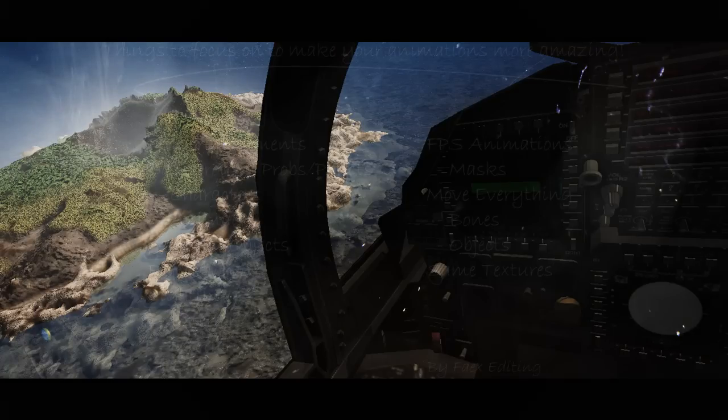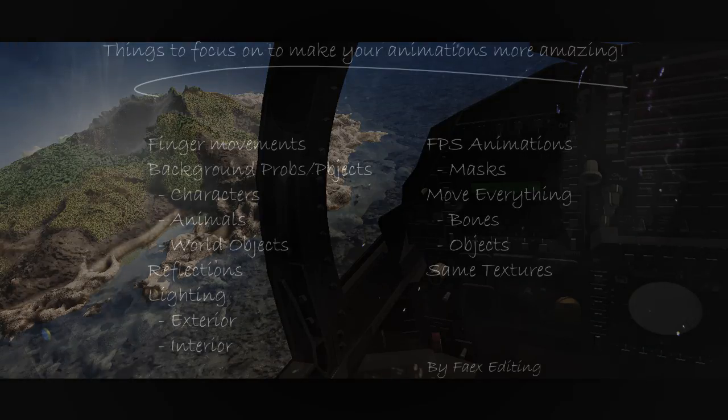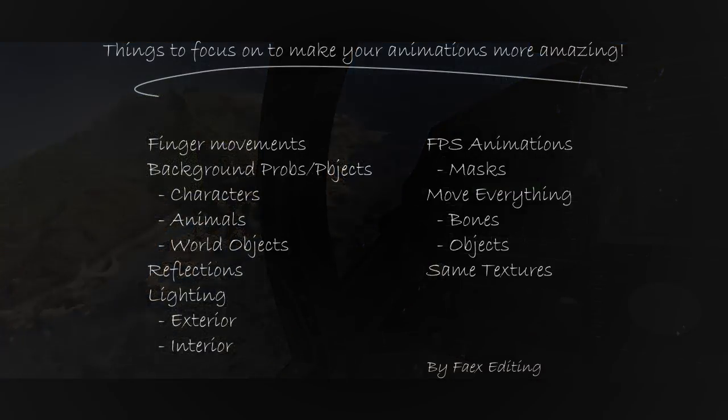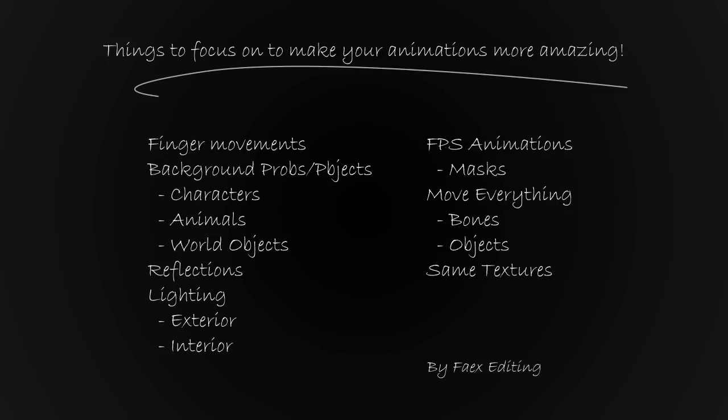So, now that's done, we come to the last slide, which I have just created very quickly, and I'm just going to run through it with you. I think I've pretty much run through most of it for you, but I'm just going to quickly run over it again. So it says things to focus on to make your animations amazing. So, for example, for characters, finger movements. If you're going to do a first-person animation, animate the fingers, even if it's slightly. I've seen so many animations where they've animated the arms and hands, but not the fingers.